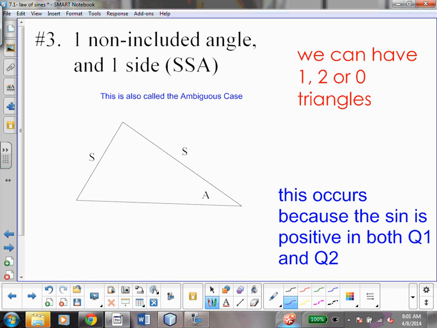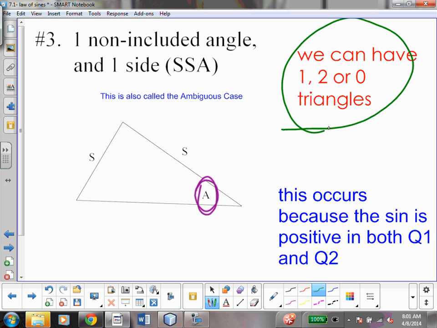The third case is the hardest case to deal with because we have two sides and a non-included angle. This is called the ambiguous case because in this case, we can have 1, 2, or no triangles. This largely occurs because we have to find an angle. And since the sine is positive in the first and the second quadrants, we have two potential angles that could work.